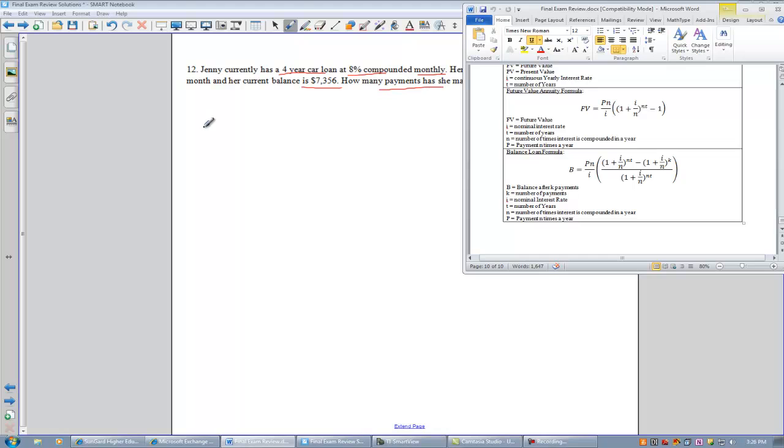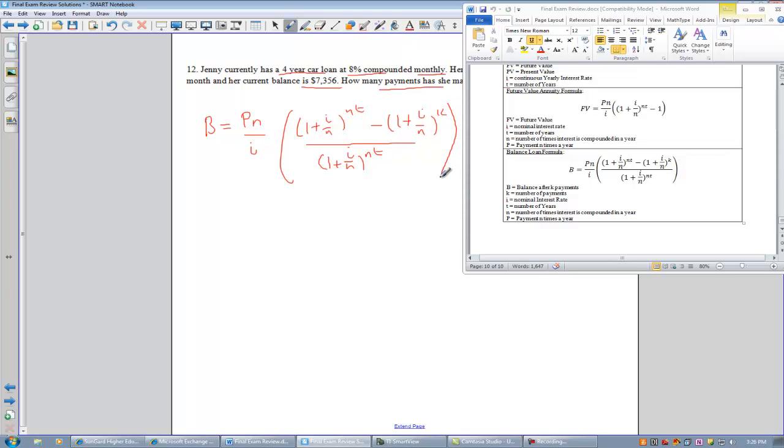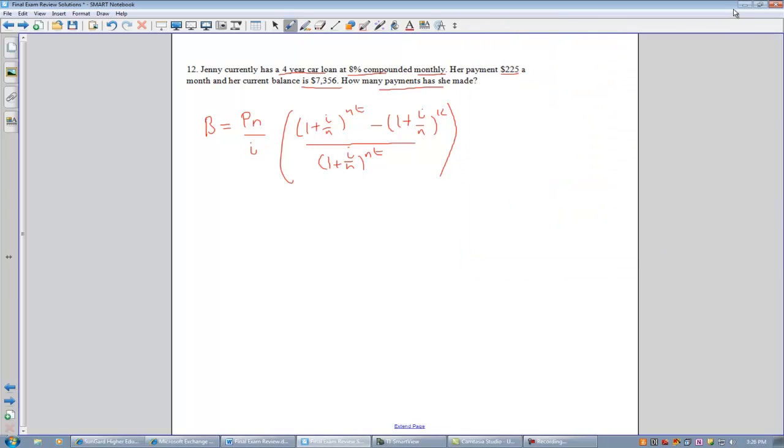So over here I'd copy down the formula. The balance B is equal to P times N over I, and I have 1 plus I over N to the NT, minus 1 plus I over N to the K, all divided by 1 plus I over N to the NT. All right, so I'm going to take this away, and now I want to plug in the numbers into the appropriate spots.